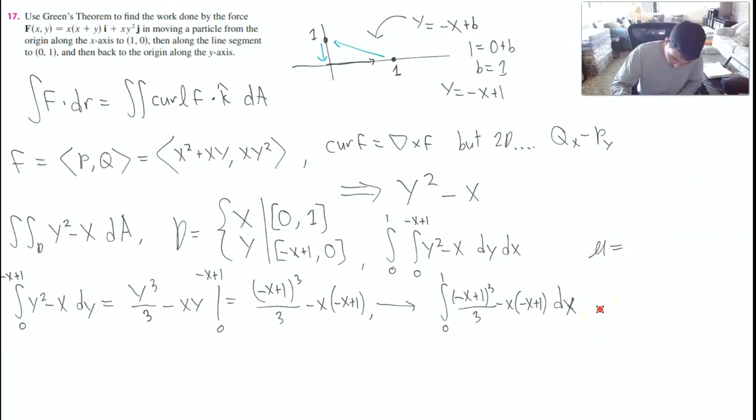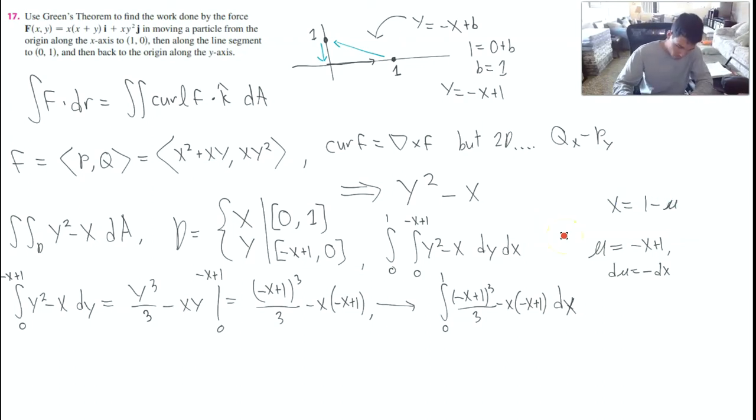Mu is equal to negative x plus 1. D mu is equal to negative dx. But notice we have x here, so we could describe that by using this relationship. If we write x is equal to 1 minus mu, and we insert that back in.